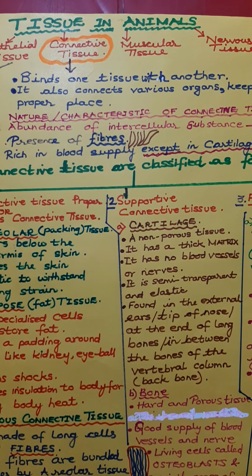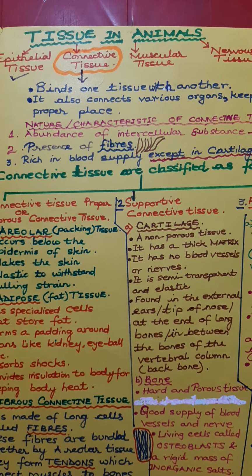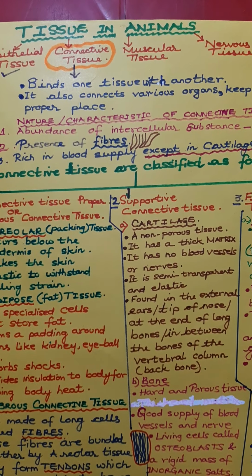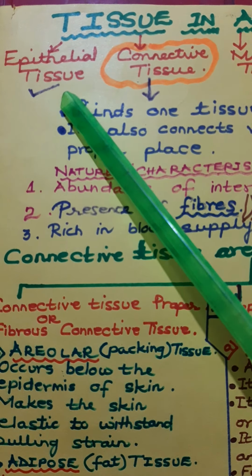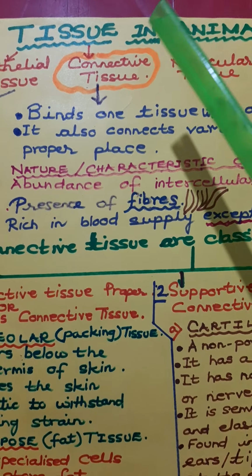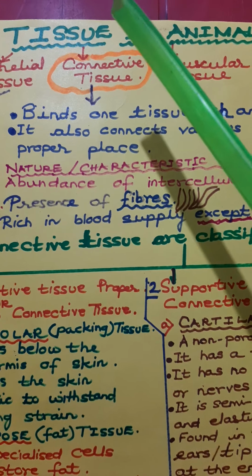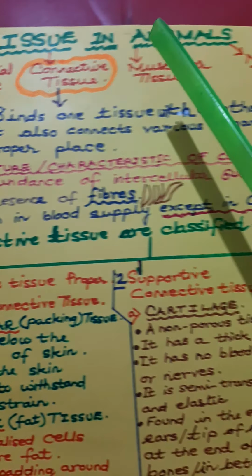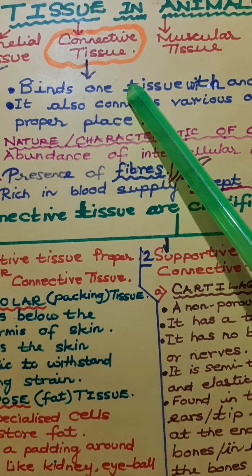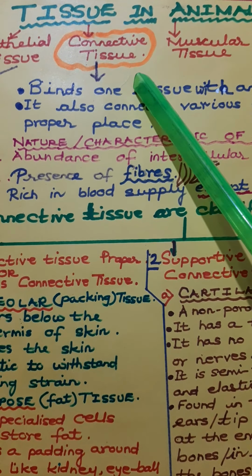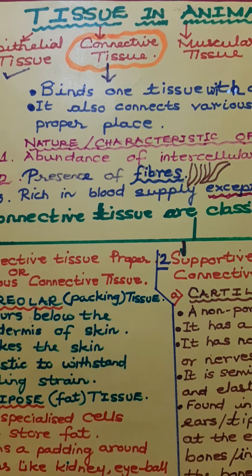We have been doing tissue in animals. So let us continue with tissue in animals today. Last time we did the epithelial tissue. Today we shall do the connective tissue, muscular tissue and nervous tissue. We shall do it later. Today only connective tissue. Okay.